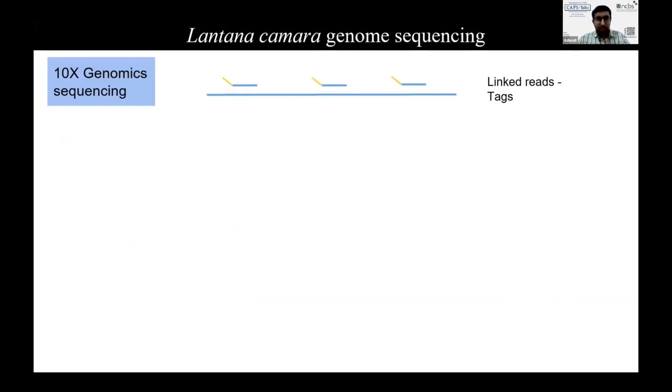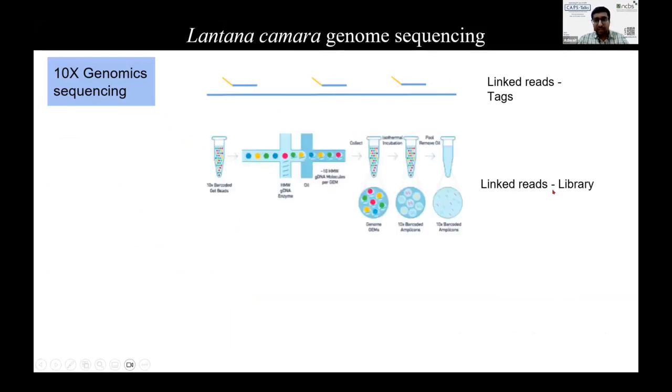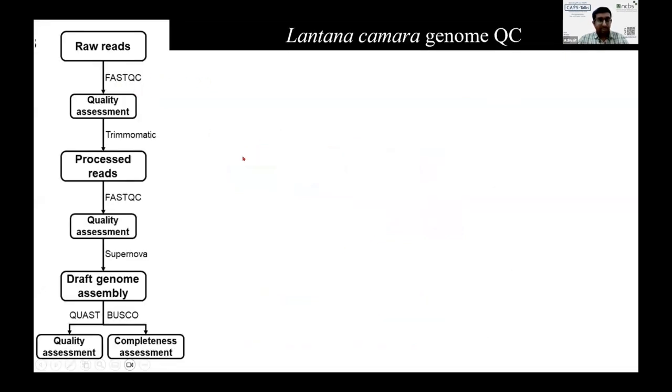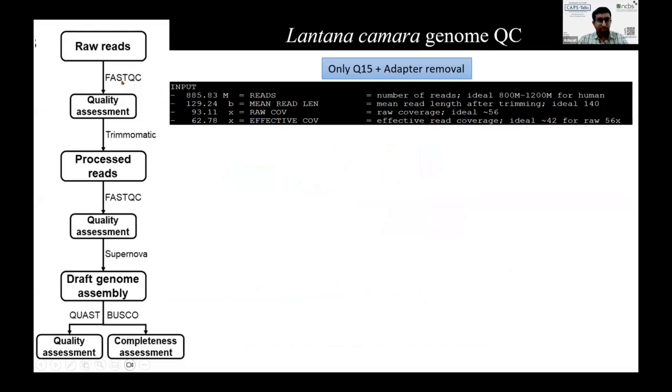So for doing the genome sequencing, we tried to use the 10x Genomics sequencing technology, which basically has linked reads. It is a short read sequencing technology. With the reads, we have some linkers, and these linkers are prepared in the library, and these linked reads help us in getting a better quality of the assembly. So before going to the assembly using the tool Supernova, we have to do quality checks for these reads. There are tools like FastQC and Trimmomatic, which we run in tandem to process and check for the quality.